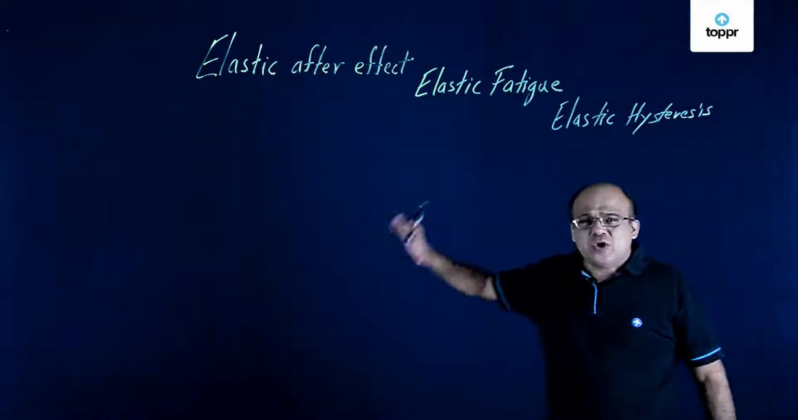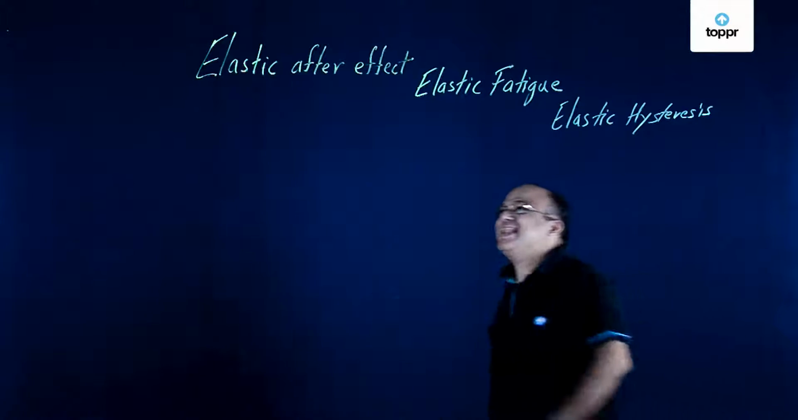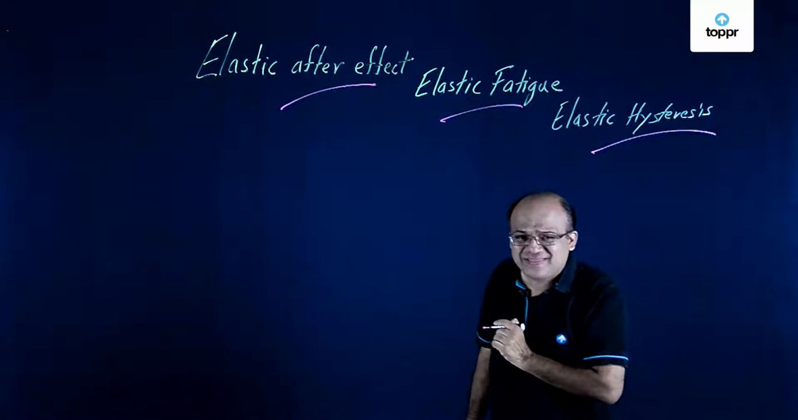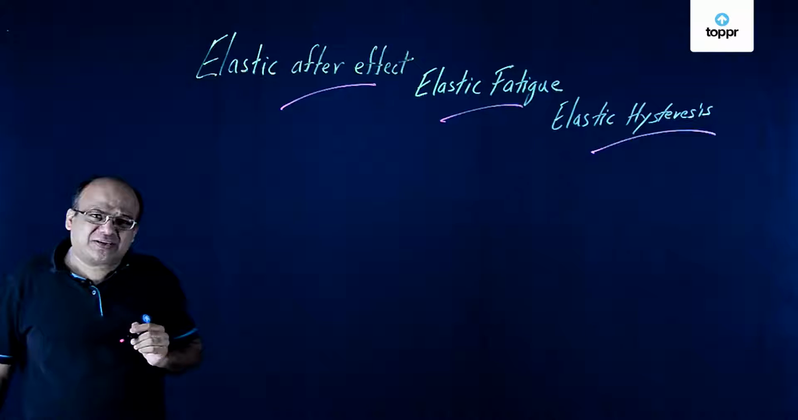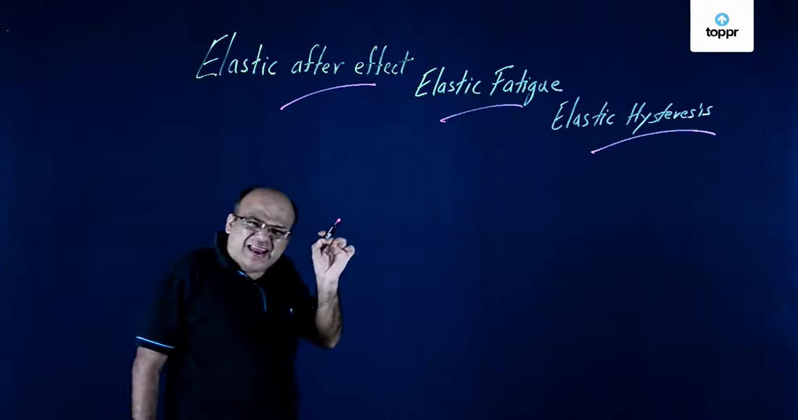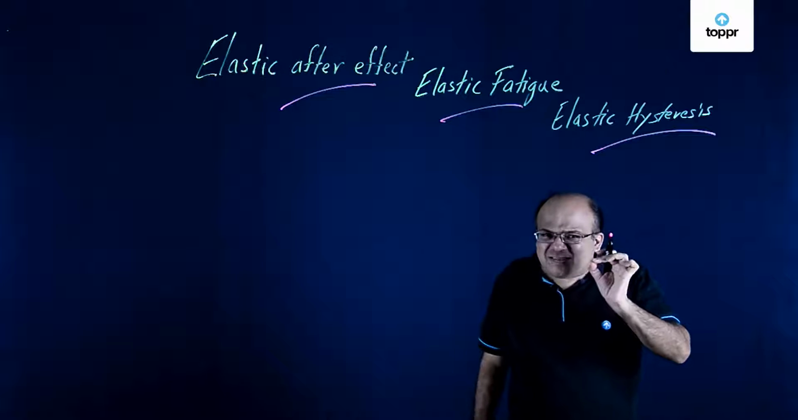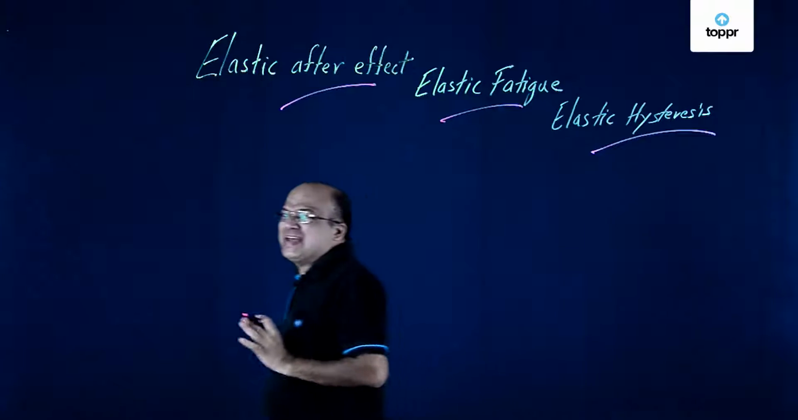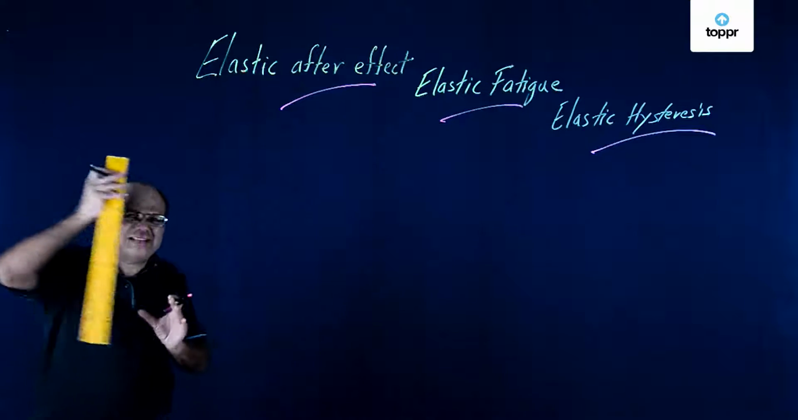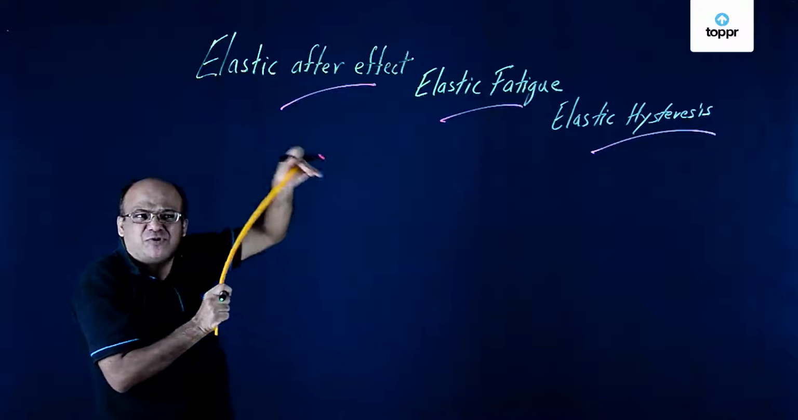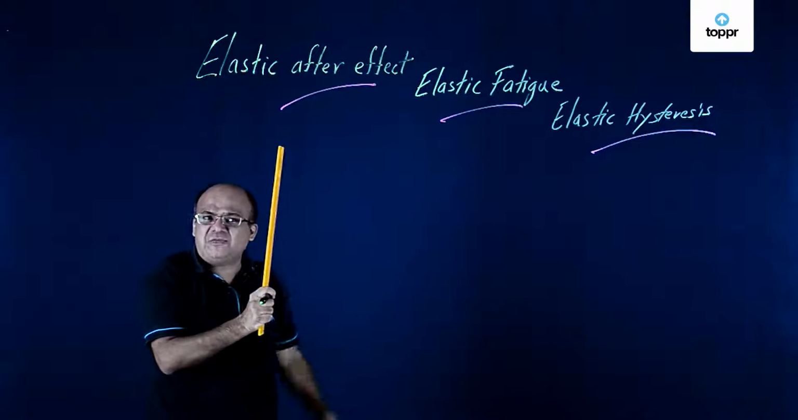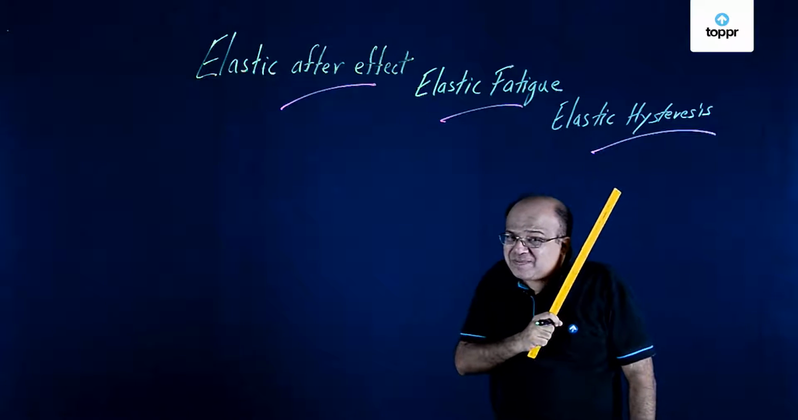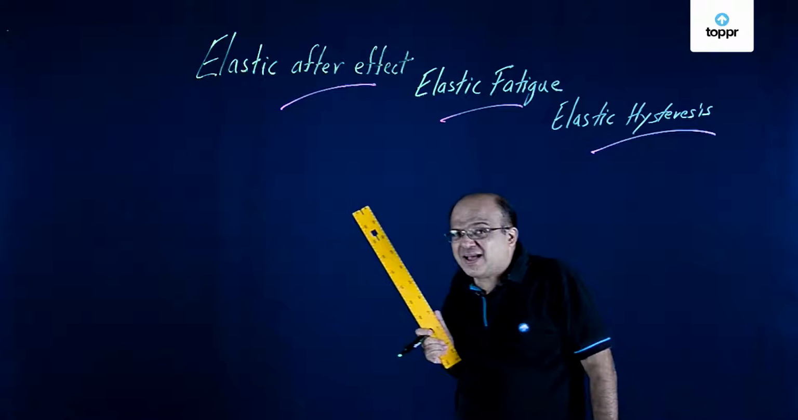In this lesson, we are going to learn about three things: elastic after effect, elastic fatigue, elastic hysteresis. What is elastic after effect? The delay in regaining the original shape and size after the deforming force is withdrawn is called elastic after effect. This scale is there. We apply a deforming force. Now it takes some time to come back to its original size and shape. This is called elastic after effect.